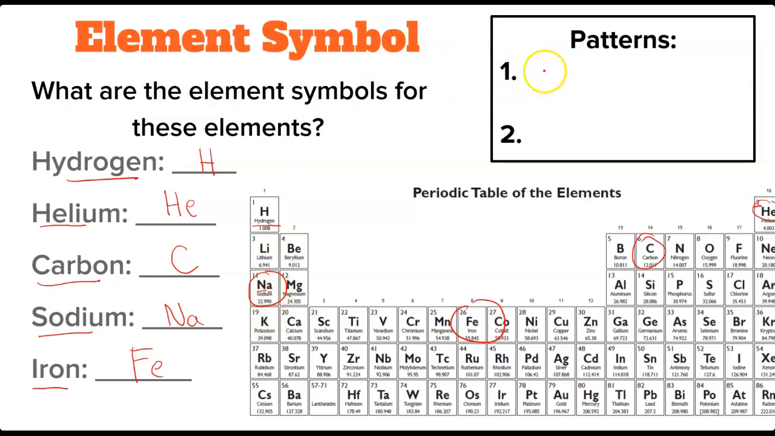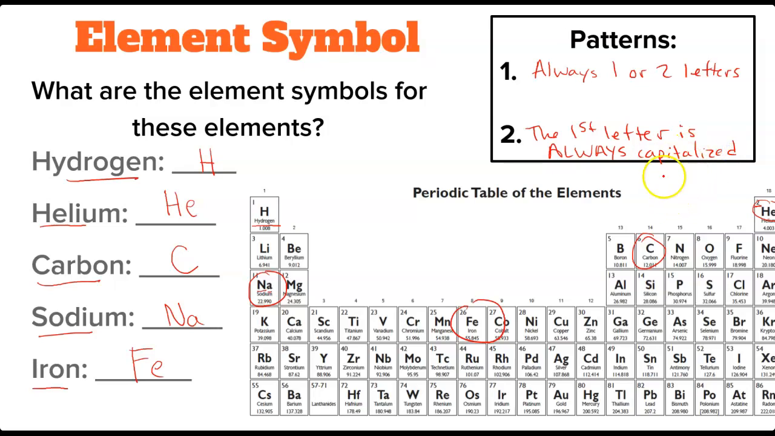But we do want to include these two patterns. The first pattern is that the symbols are always one or two letters. And the second pattern is the first letter is always capitalized. That means if there's only one letter, it has to be capitalized.